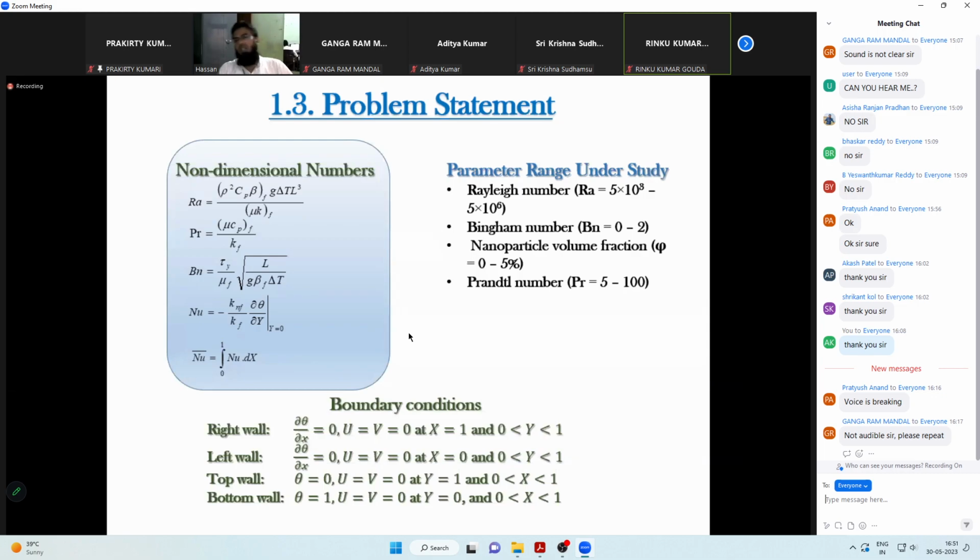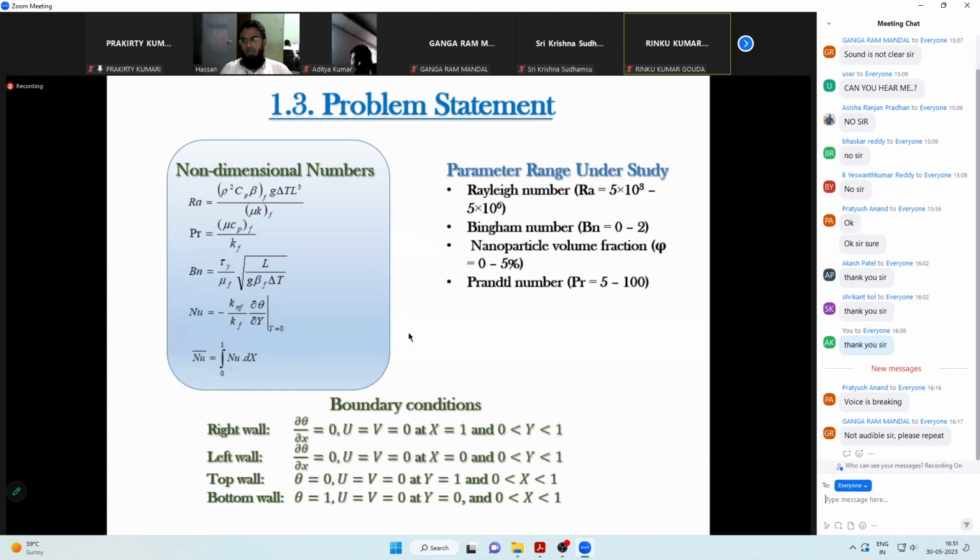For this particular investigation, the Rayleigh number has been varied from 5,000 to 5 into 10 to the power 6, that is 5 million. The Bingham number has been varied from 0 to 2. 0 means there is no yield stress phenomenon, and the fluid behaves like a normal Newtonian fluid.